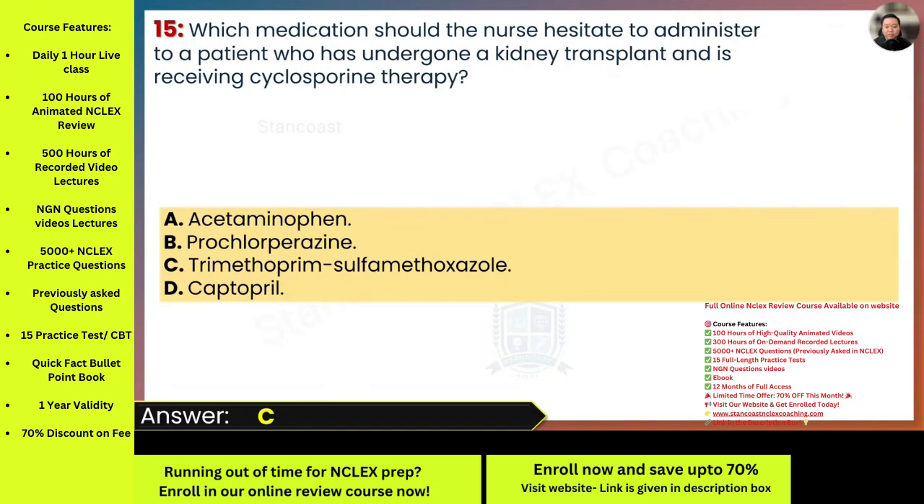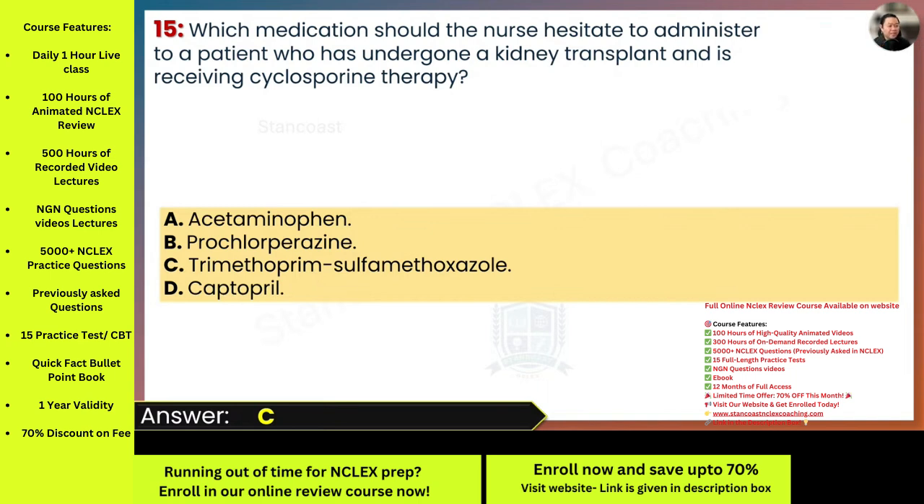Now, I want you to think about the interaction between the TMP-SMZ and the cyclosporine. And the medication here, the TMP-SMZ, can diminish the effectiveness of the cyclosporine. This will reduce the concentration of the medication in the blood. And we know that cyclosporine is very critical in maintaining or also to prevent rejection of the newly transplanted kidney. So we don't want rejection for this patient. So that is our best answer.